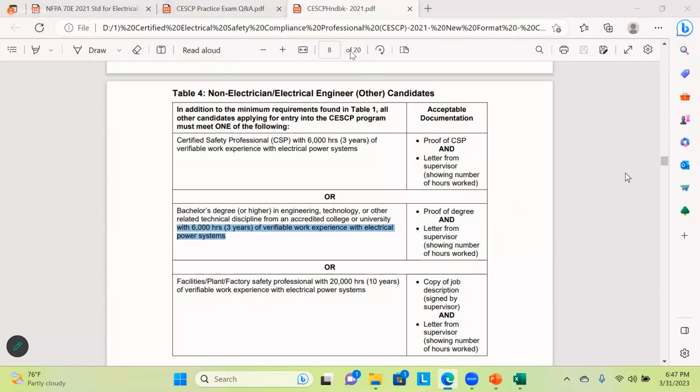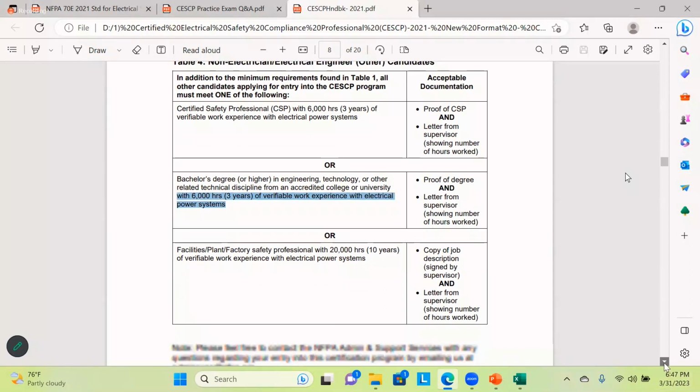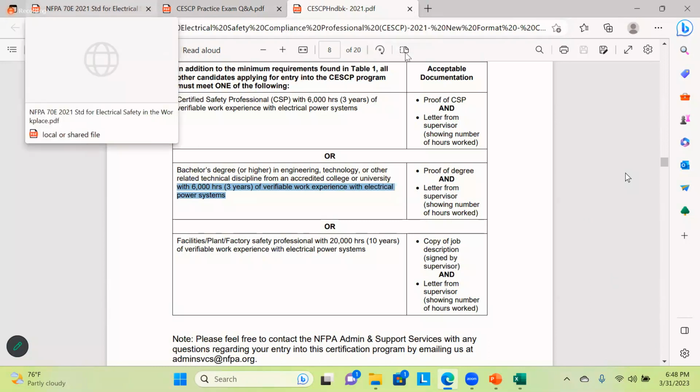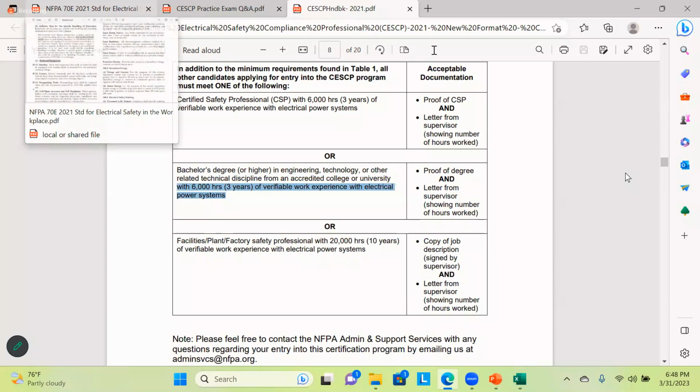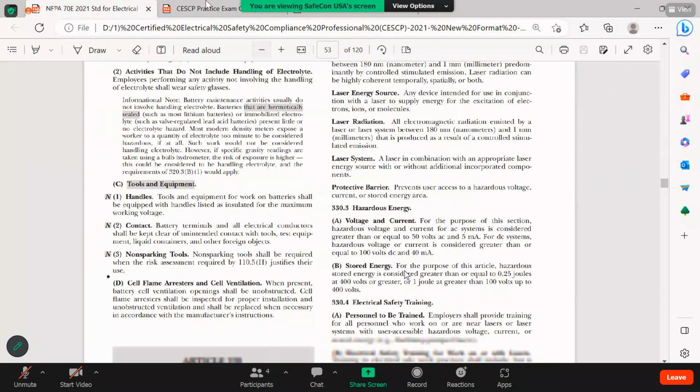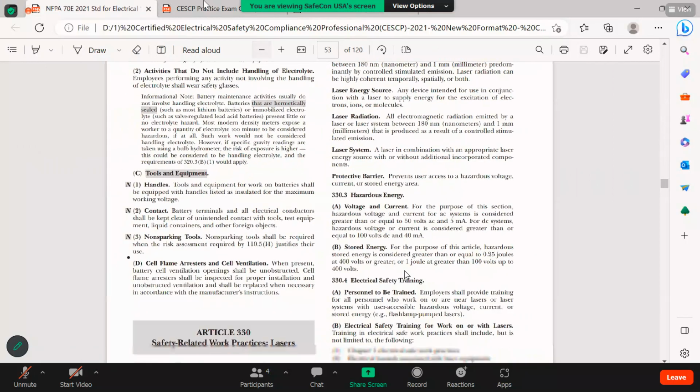There is also an option based on 20,000 hours, 10 years, for those who don't have any qualification, not a bachelor's. It's only based on experience. So this is the handbook, and just go through the standard and try to absorb it. If you have any questions, put them in the chat, and on the WhatsApp chat we can have a continuous discussion.